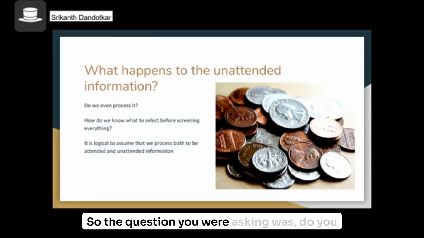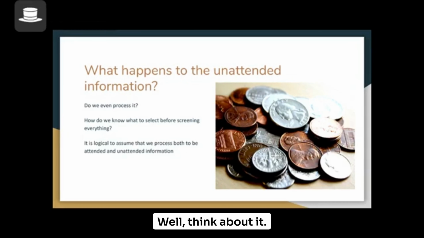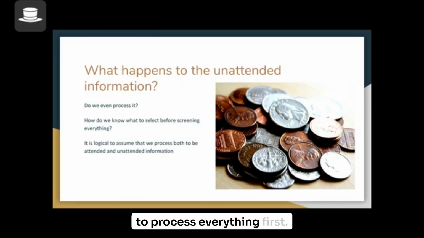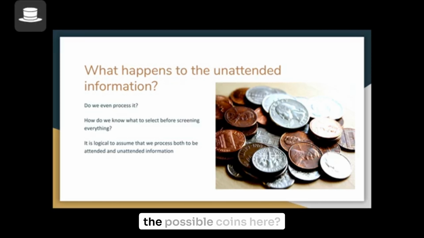So the question we were asking was, do you even process the deselected information? Well, think about it. When you're asked to find a nickel, you don't just go to the nickel, right? For you to know if this is a nickel, you need to process everything first. Because if you know it is already here, then you're not even sensing information, right? In other words, how do you know what to select before you actually scan through all the possible coins here?